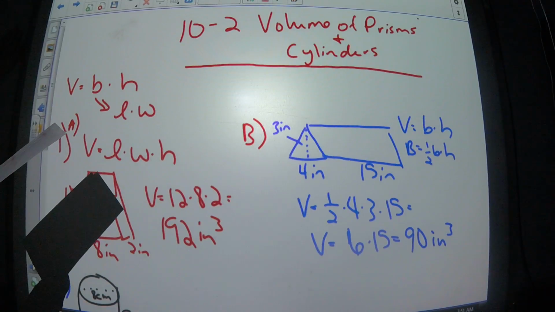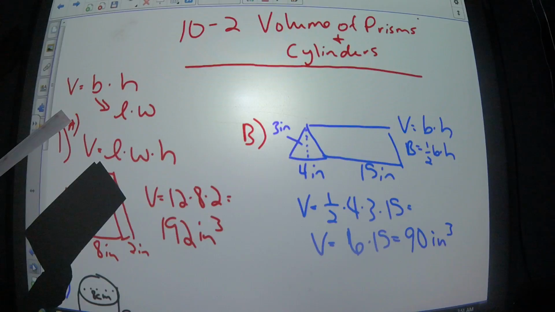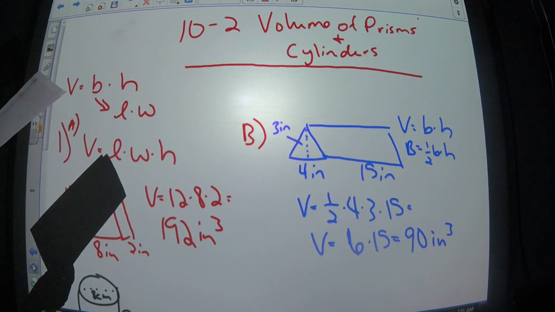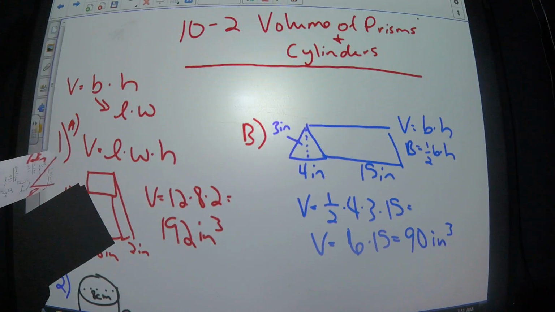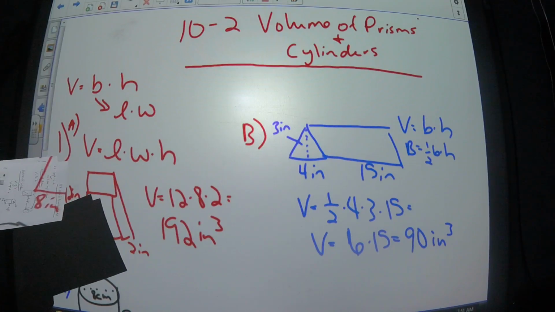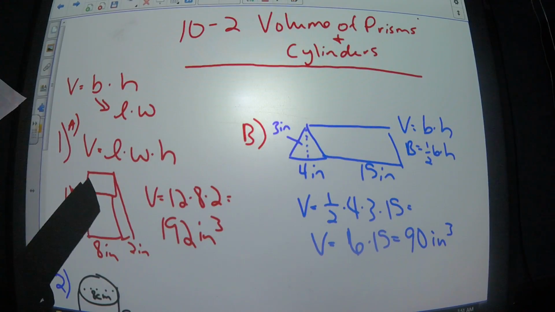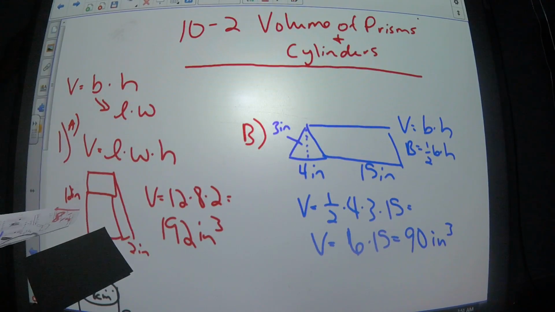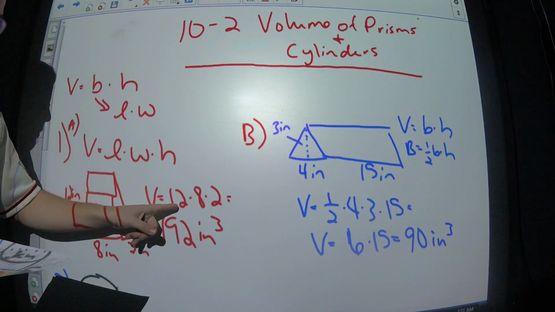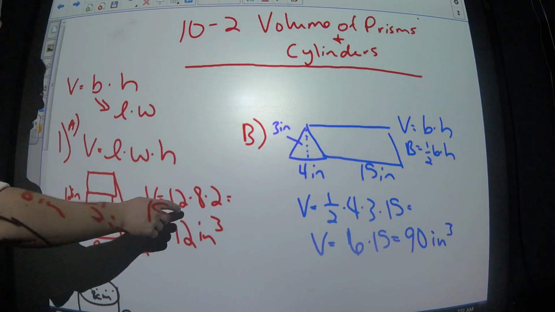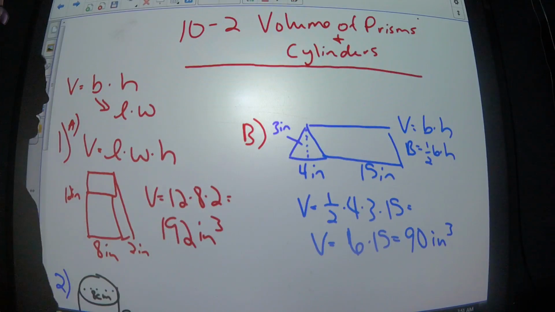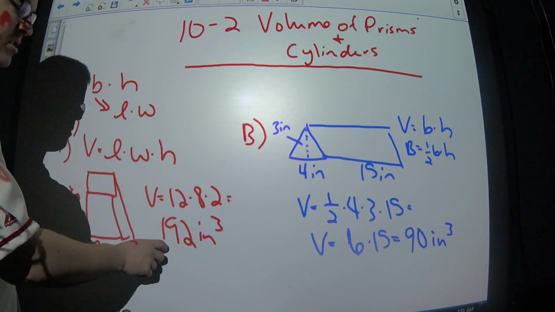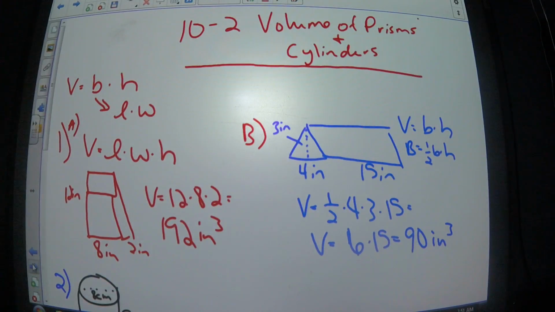So the length is going to be 8. The width is going to be 2, or it can be switched. It just depends on which way you have the cereal box sitting. So 8 times 2, and then the height is 12. If I multiply all those together, 12 times 8 is 96. 96 times 2 is going to be 192 inches cubed. Remember that your units are cubed.